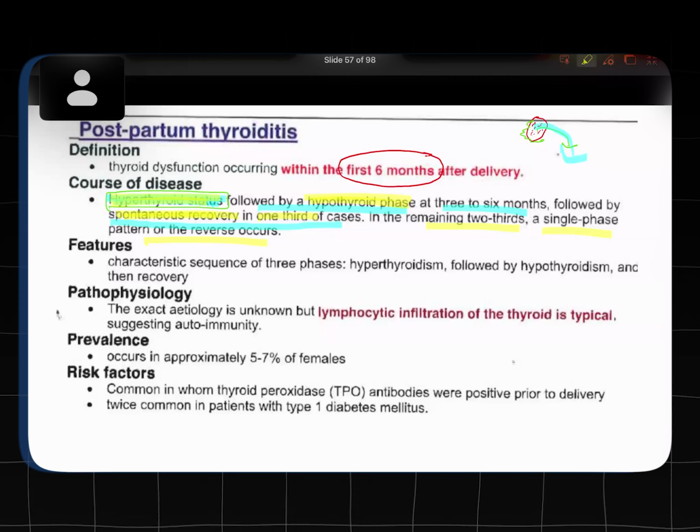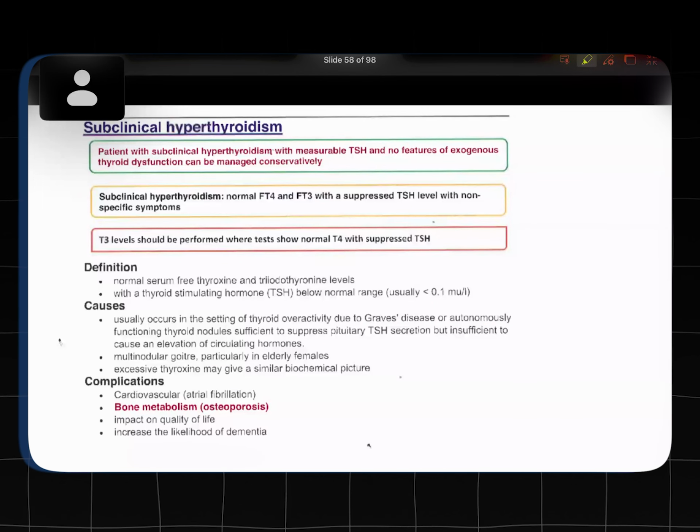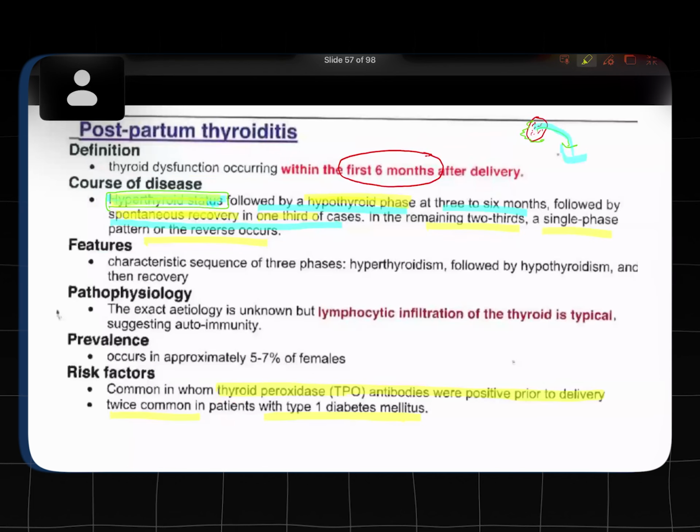In the exam, usually at least 2 states will be given, followed by a history of postpartum. If the patient has thyroid peroxidase antibodies positive prior to delivery, then the risk is high. And it also occurs in patients with type 1 diabetes mellitus. So these are the risk factors. The treatment is usually, if it is a hyperthyroid state and clinical features are there, then you can start treatment. Otherwise, you can just wait and watch.